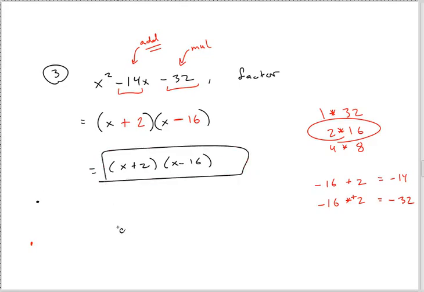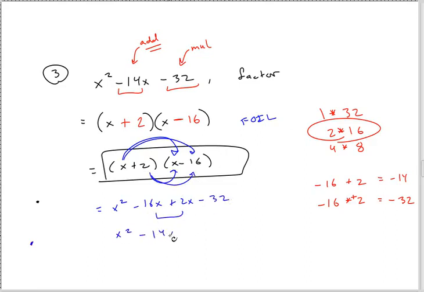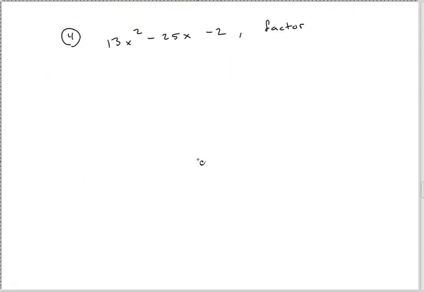Nothing else. You could, of course, always double check yourself. And that's good. What you would do is you would FOIL this out. I'm going to write that on the side here, FOIL. I don't think you have to do this, but I'm going to just remind you what that looks like. X times X is X squared. X times the negative 16 is a negative 16X. Positive 2 times x is positive 2x, and then 2 times the negative 16 is a negative 32 in this case. Combine these like terms together, and indeed, did I get the original? Yes. Okay, so that's not required. Anything in the blue is not required, but I just wanted to show you that you can double check yourself, and that is sometimes a good thing. All right, number 4. It says factor, and this one is a lot harder.